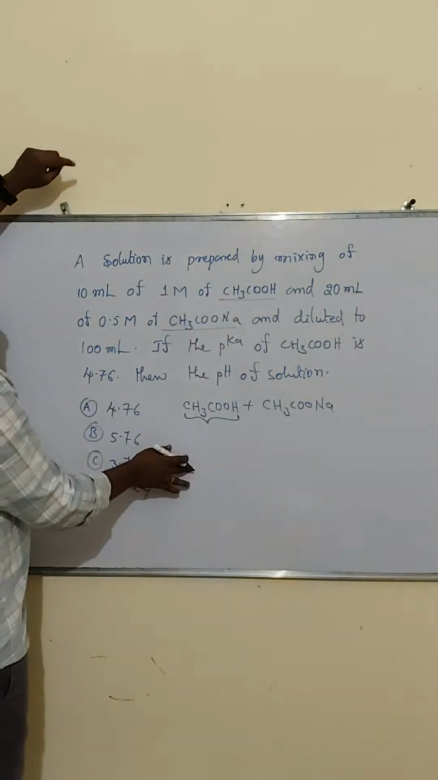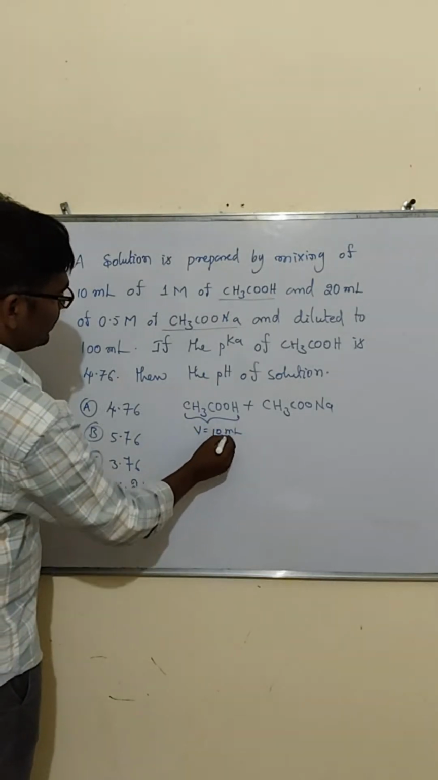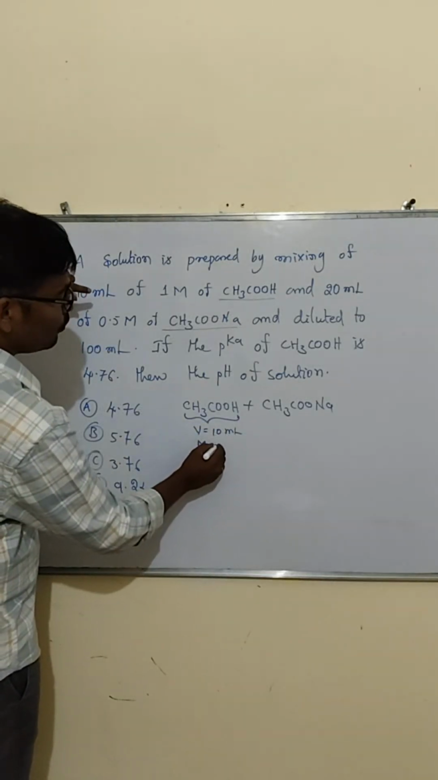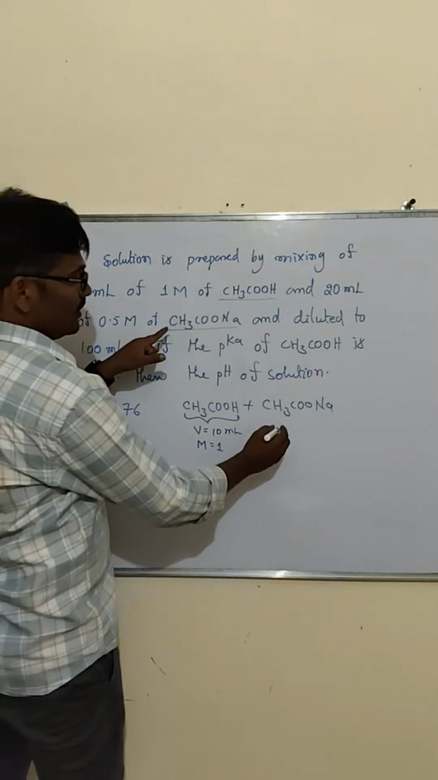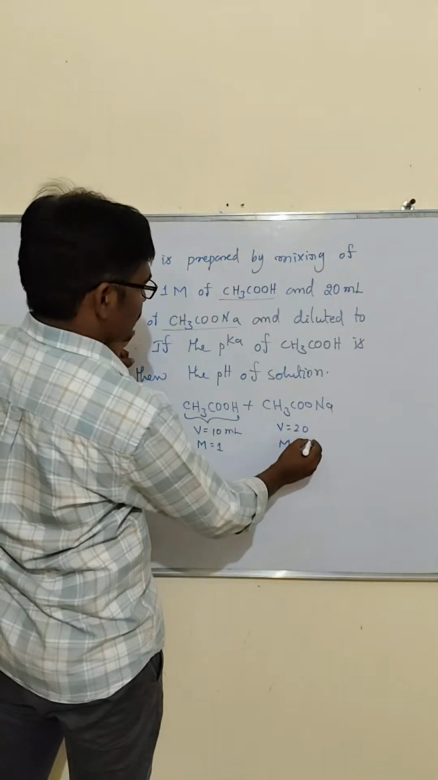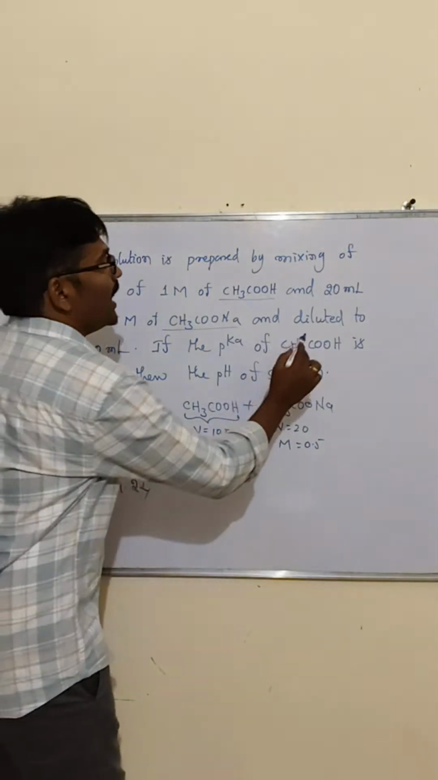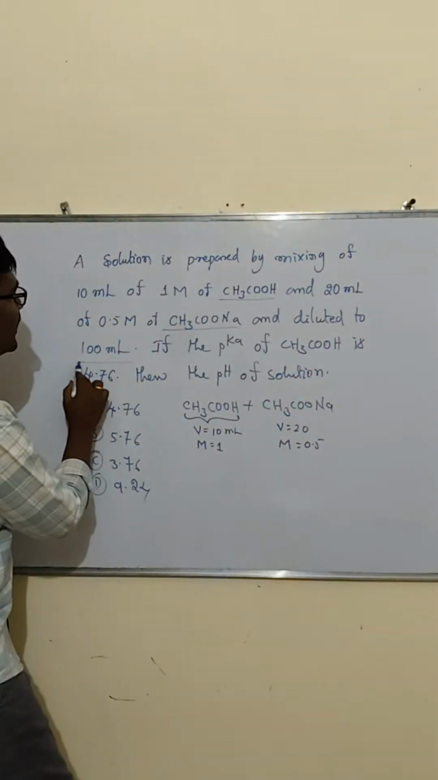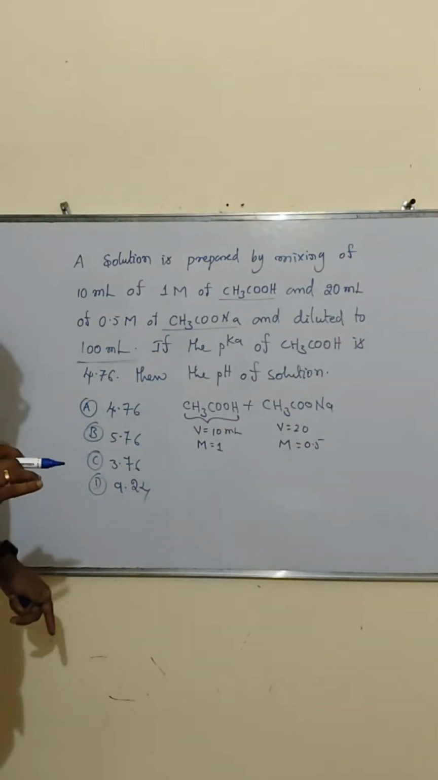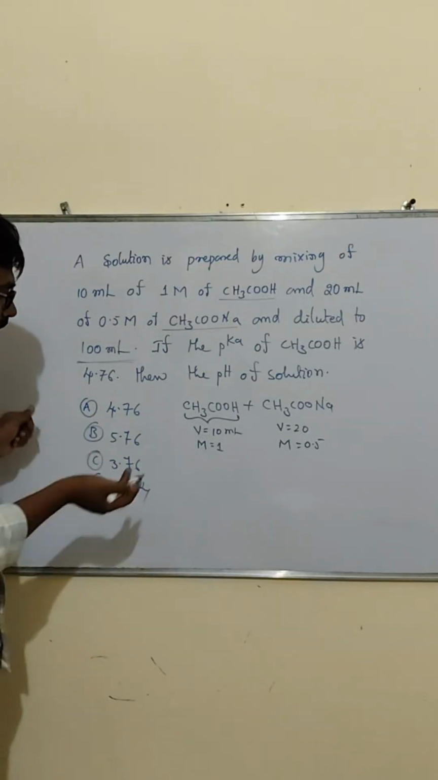So look at the volume, 10 ml. Then the molarity, 1 molarity is mentioned. Then the salt volume is 20 ml. Then the molarity mentioned is 0.5. But one more point is mentioned: diluted to 100 ml. So both concentrations will be changed by the dilution, right?